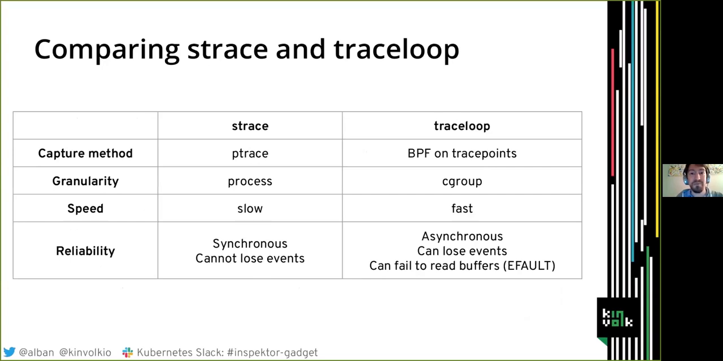That's what Trace Loop is about. It works in a different way than strace. Instead of using ptrace, it uses BPF and tracepoints. Strace has a focus on processes. You can attach to one or several processes. Trace Loop is on C groups or containers. Strace is slow, but it's reliable, and Trace Loop is fast, but might sometimes lose events in some cases. And you only get the last events from the ring buffer.